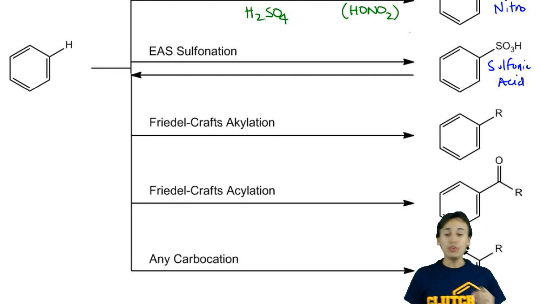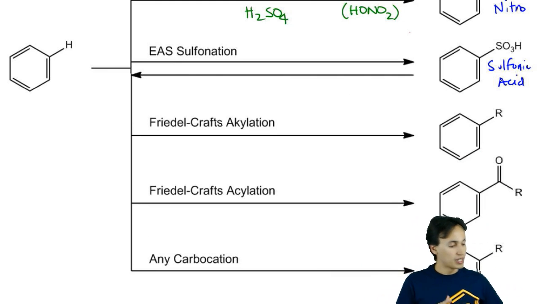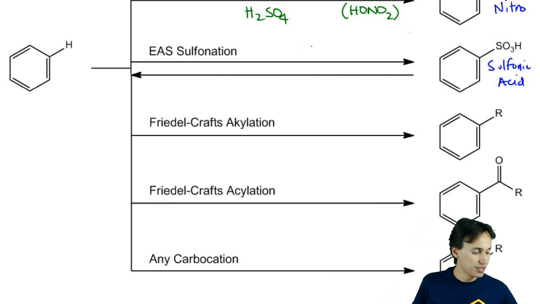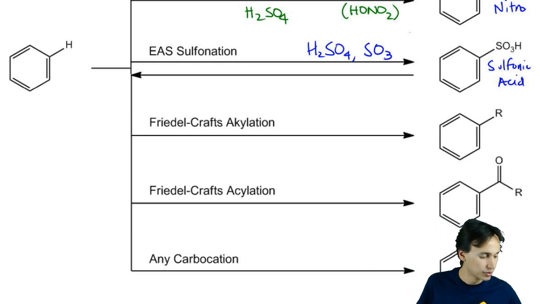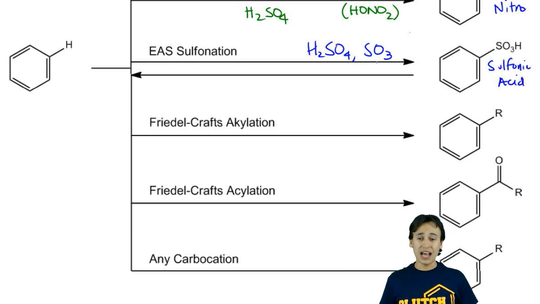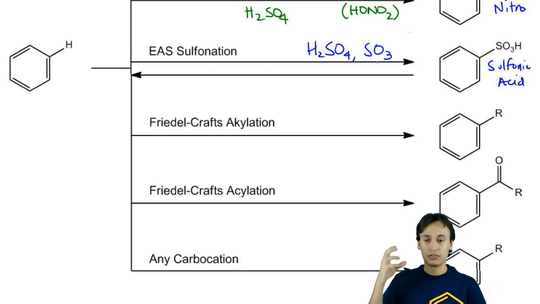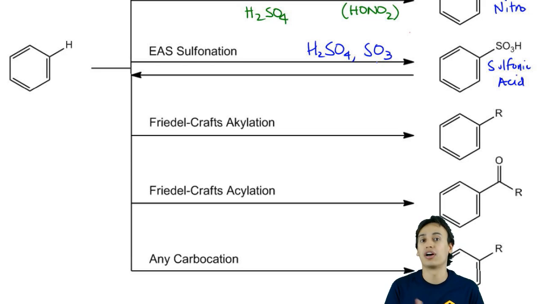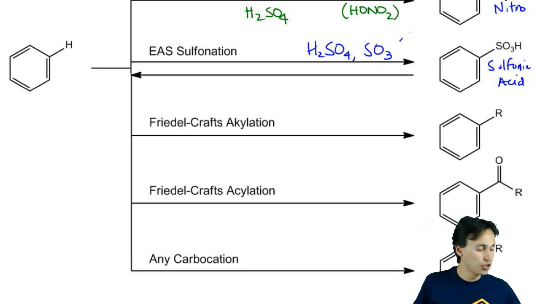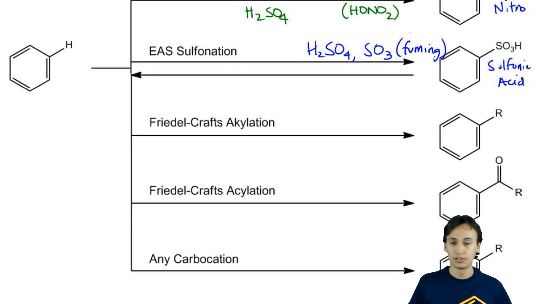Sulfonic acid. Now, the way that we do a sulfonation is to use sulfuric acid, so H2SO4, and SO3, sulfur trioxide, okay? Now, it turns out that when you heat up H2SO4, it's going to actually make the sulfur trioxide, the SO3. So sometimes it's just written as fuming H2SO4, okay?